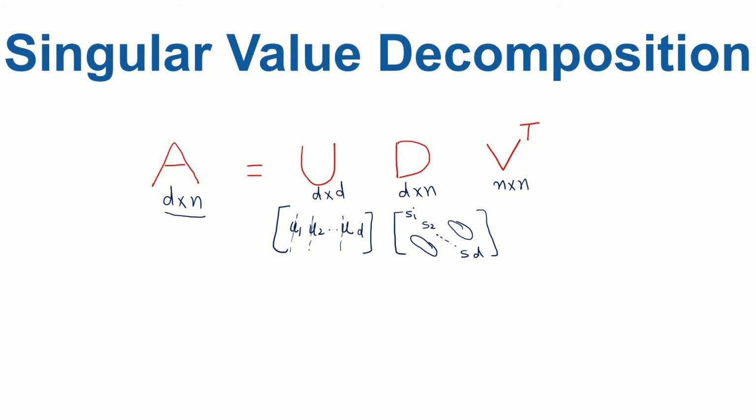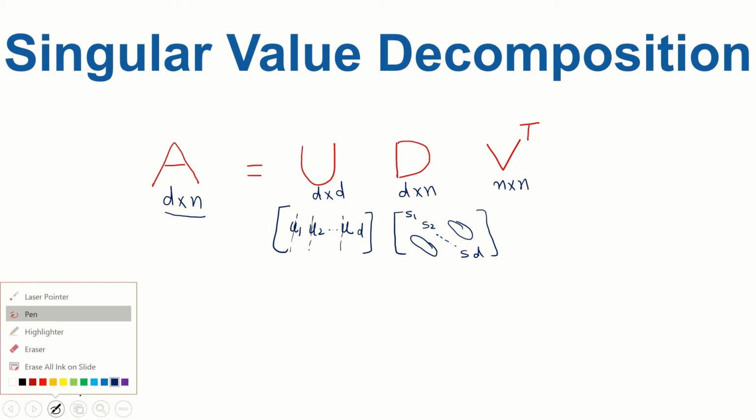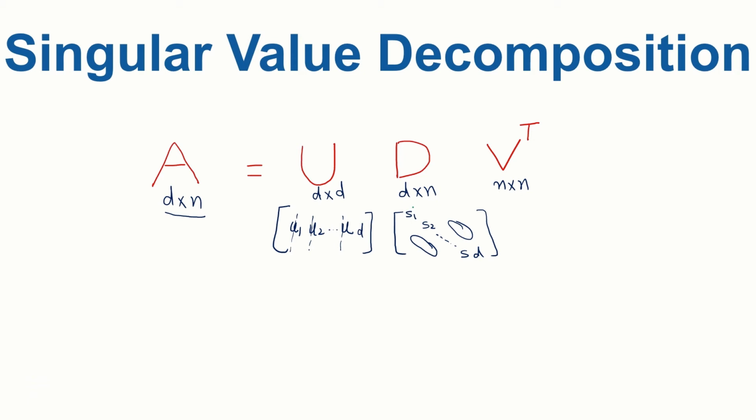Further, let's say this value S1 is a singular value that corresponds to the vector U1. Similarly, we have this matrix V, where these rows are written like V1 is a row, V2 is a row, and so on. Here we can have n rows.